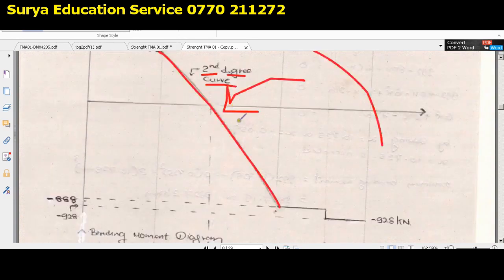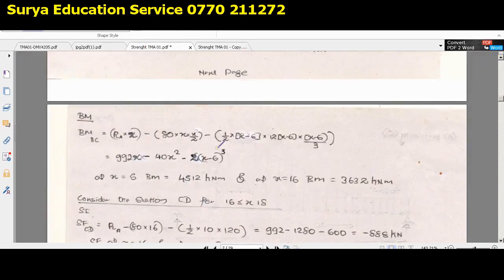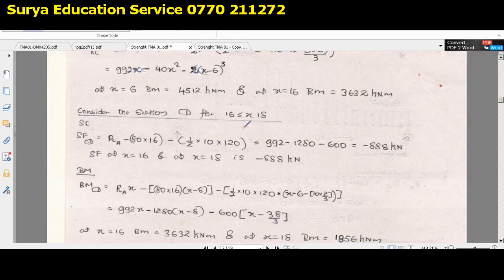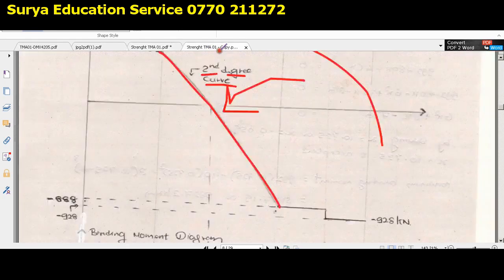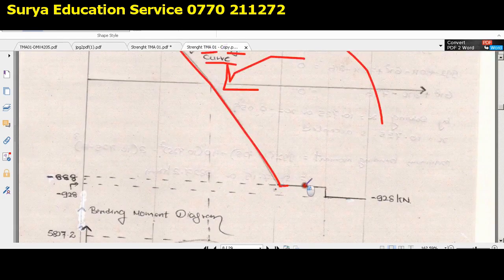I think now that the shear force diagram part is clear. So now let me consider the remaining calculation. AB okay, BC okay. Now consider CD. Nothing much to worry about in CD because it's a fixed line. Whether x equals 16 or x equals 18, it doesn't matter, it is minus 888. It continues as minus 888, no worries.